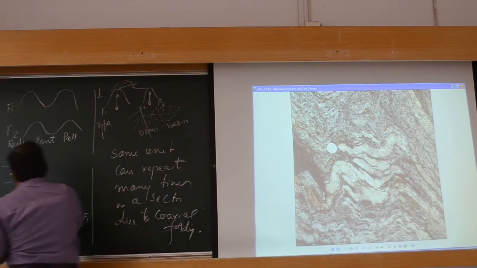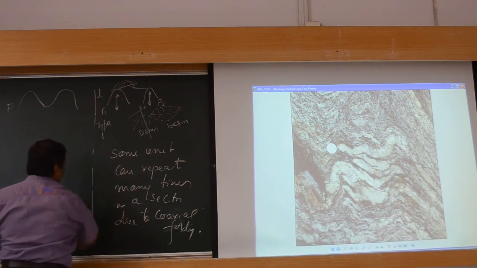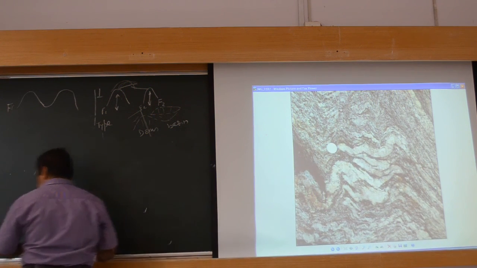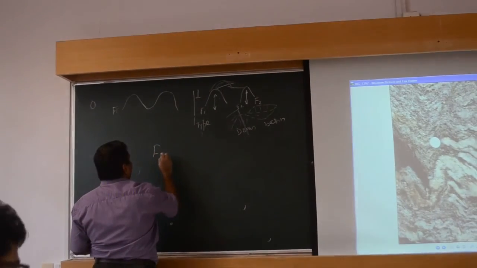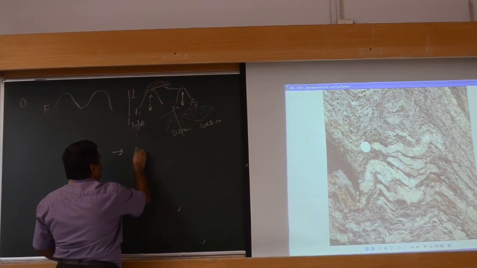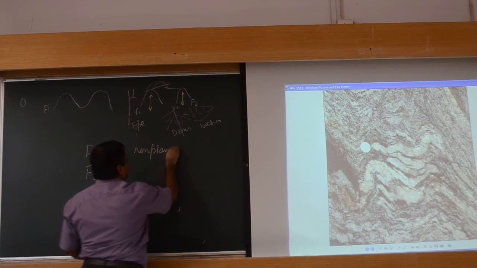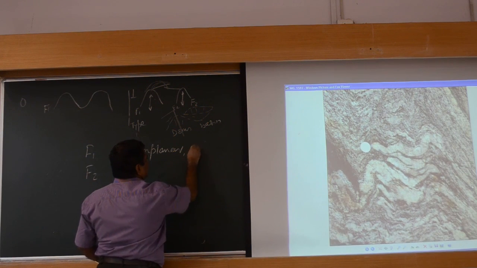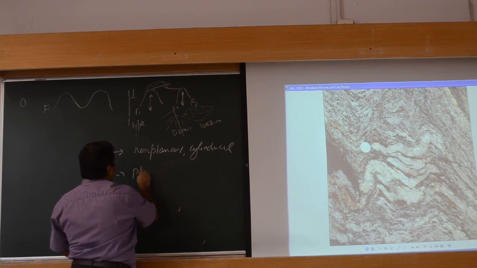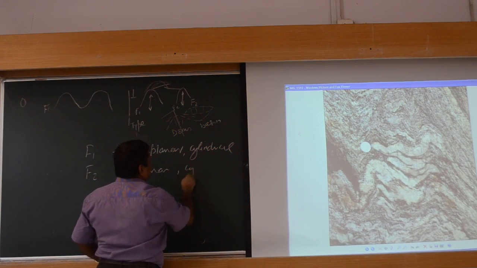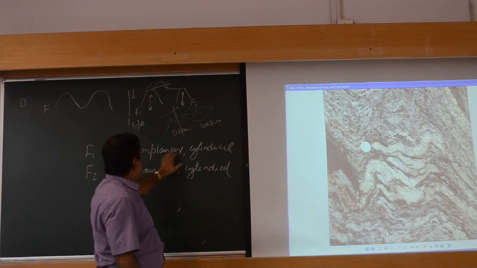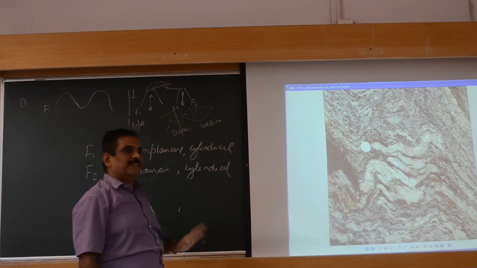Okay. So now if we ask you what happens to F1 and F2, I think the answer is very straightforward now. So two points are left now. What happens to F1 and F2? F1 kya hota hai? Non-planar cylindrical. Because axis does not rotate, non-planar cylindrical. So what about F2? Planar cylindrical, because axis does not rotate here, does not get folded here. So F1 remains non-planar cylindrical, F2 is planar cylindrical.